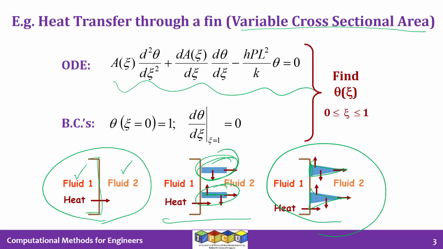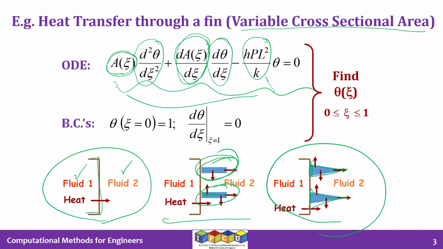Now please note that this is a constant and A is a function of psi, the independent variable, and this term, which is the coefficient of d theta by d psi, is also a function of the independent variable psi. And all the terms are linear, right? So we have a function of psi multiplying d2 theta by d psi squared. We have a function of psi multiplying d theta by d psi. And then we have a constant multiplying theta.